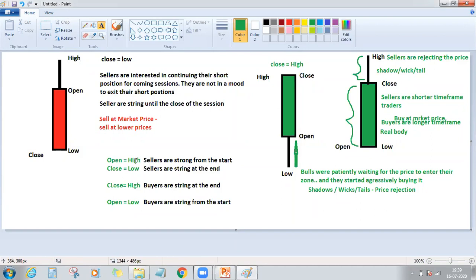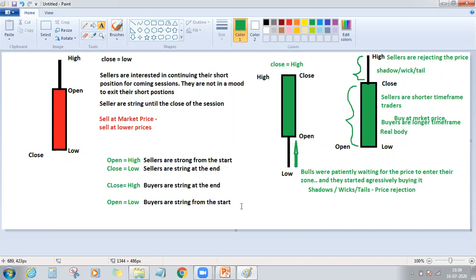This is what I'm talking about. Is the open price equal to the high? If that's the case, then I know that sellers are strong from the starting. If the close is equal to the low, I know that sellers are strong at the end, not at the start. If the closing price on that day is equal to the high, then buyers are strong at the end of the session. And if the open is equal to the low, then buyers are strong from the starting.